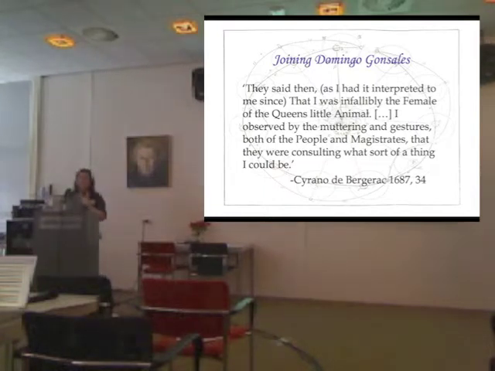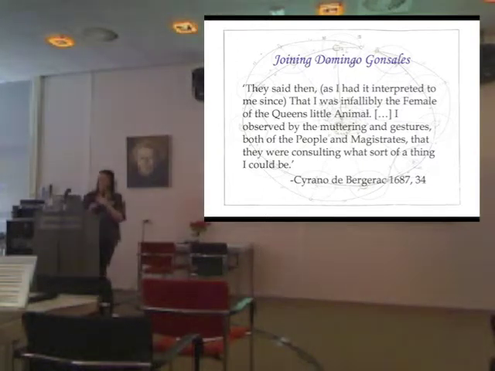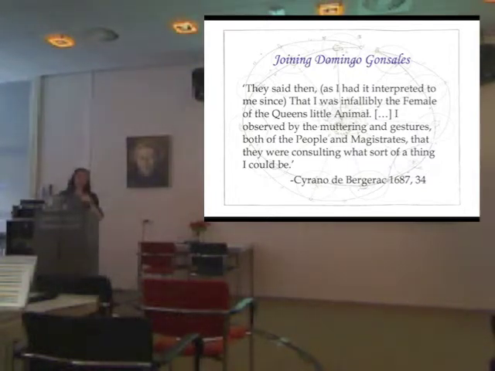When he gets to the moon, the people he meets there, "they said then, as I had it interpreted to me since, that I was infallibly the female of the queen's little animal. I observed by the muttering and gestures both of the people and the magistrates that they were consulting what sort of thing I could be." And by the queen's little animal, he actually means Domingo Gonzalez.